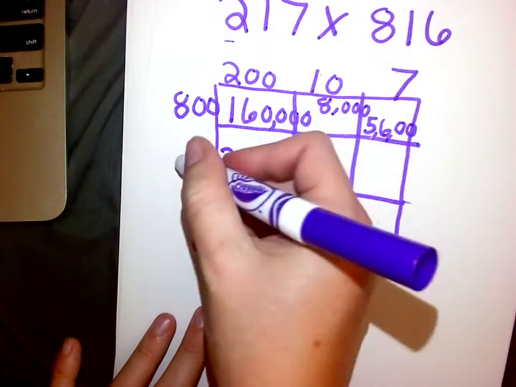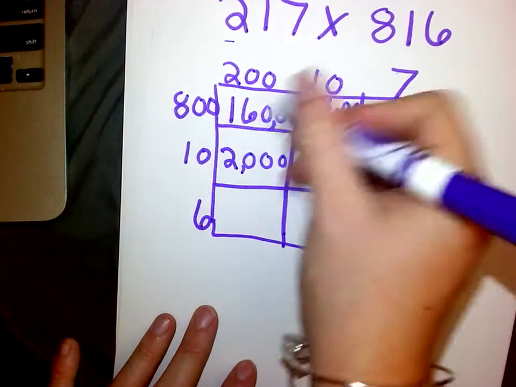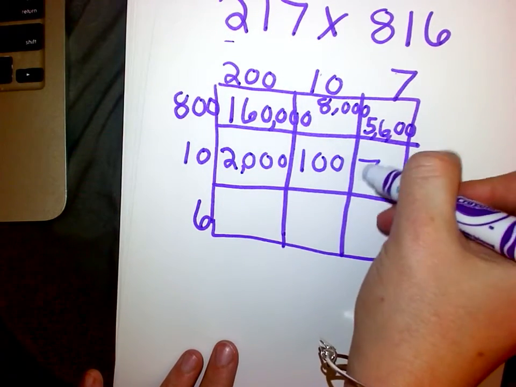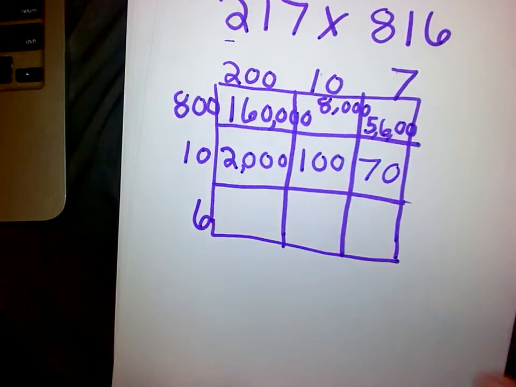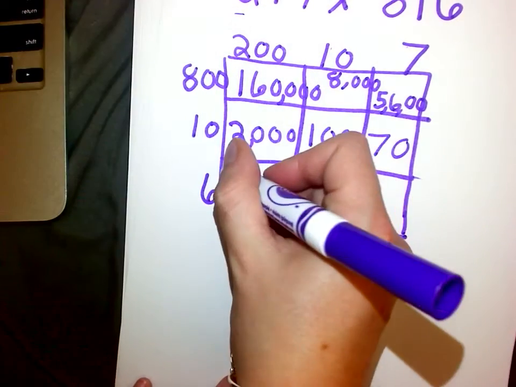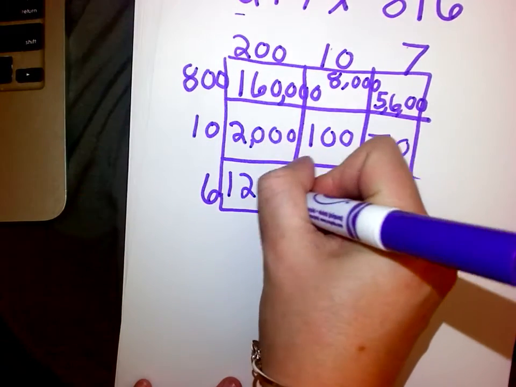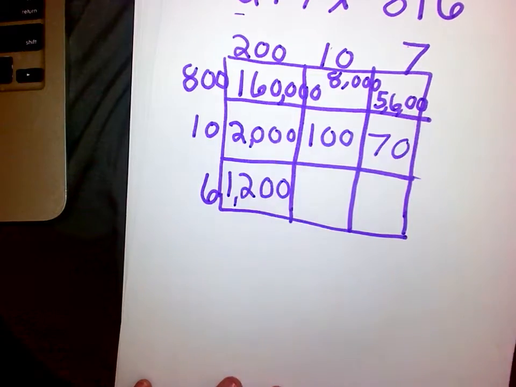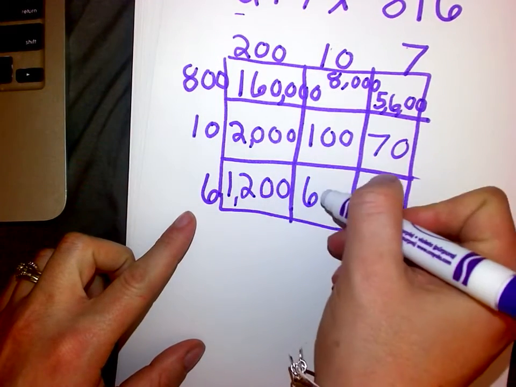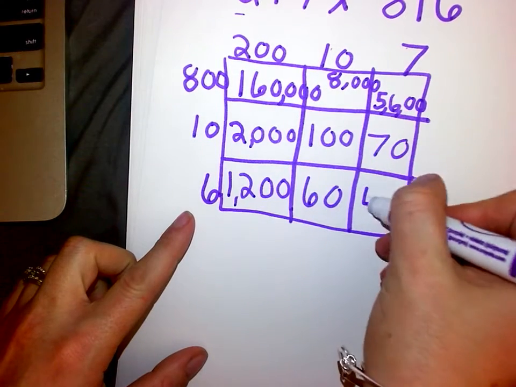So now I'm going right across here. 1 times 1 is 1, 2 zeros. So 10 times 10 would be 100. 1 times 7 is 7, 1 zero, 70. 6 times 2 is 12. There are 2 zeros in the problem. 1,200. 6 times 10 is 60. So 6 and 1 zero. 6 times 7 is 42.